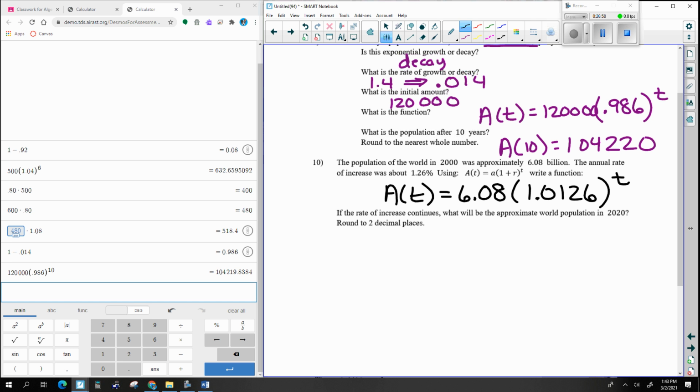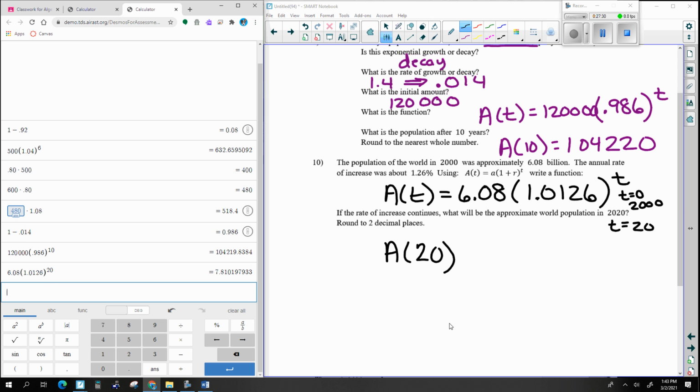What will it be in 2020? And I'm assuming t is equal to 0 is the year 2000. All right, so in 2020, t is equal to 20. So the population in 2020 should be 7.81 billion.